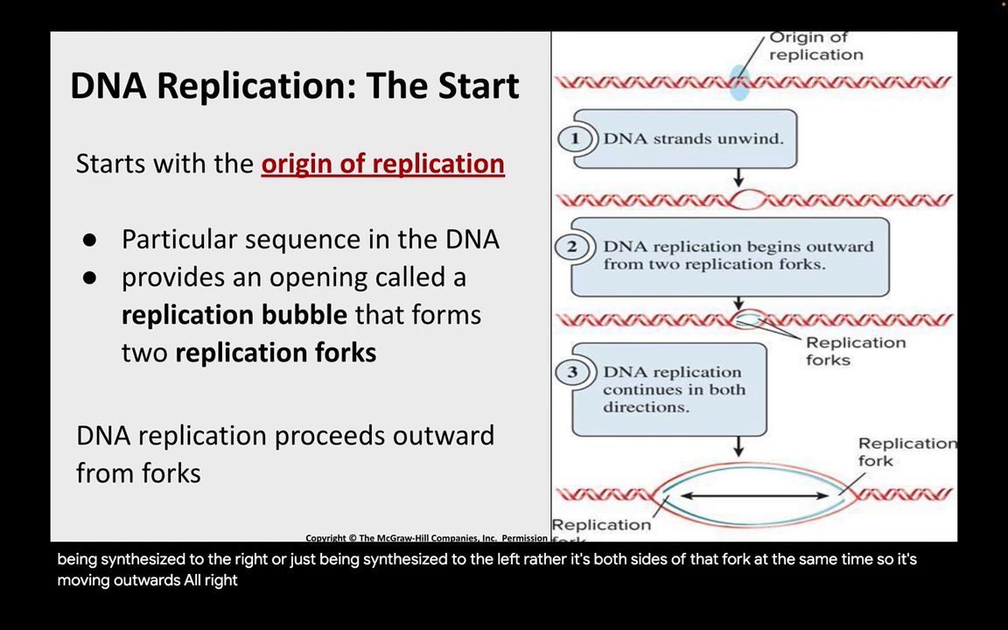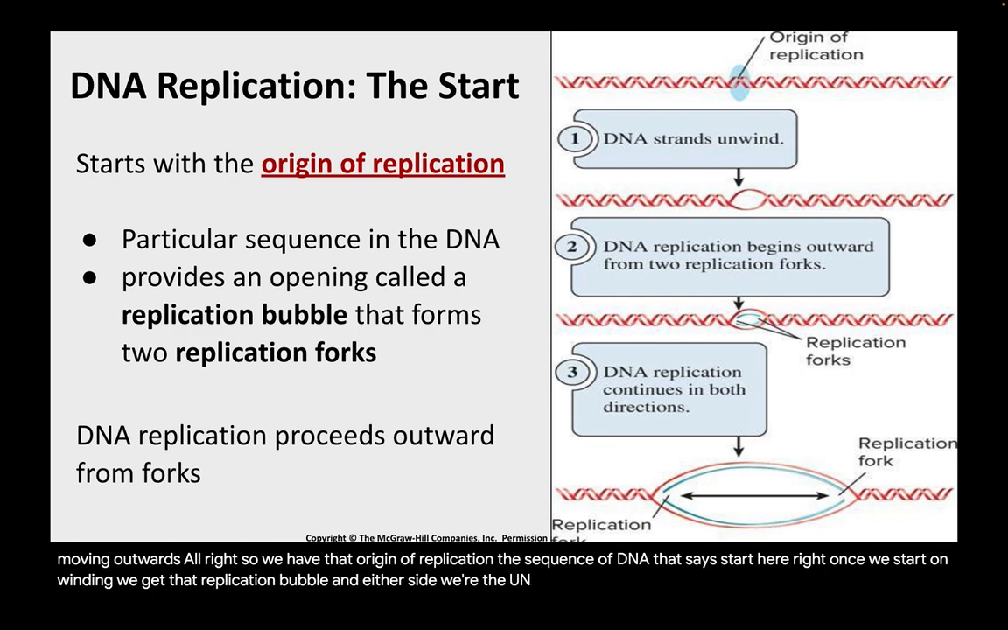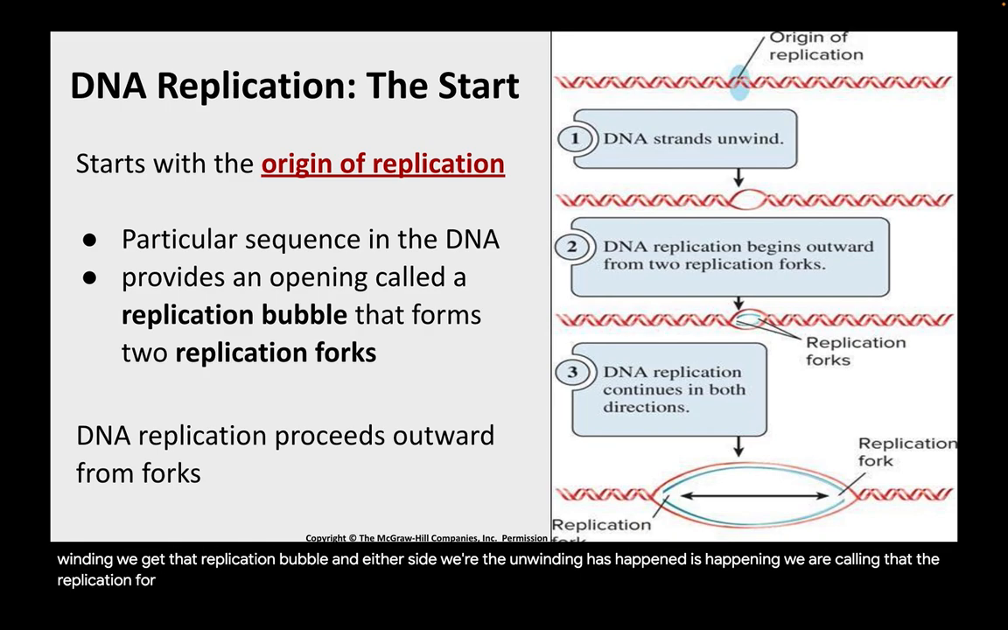All right, so we have that origin of replication. It's a sequence of DNA that says start here. Once we start unwinding, we get that replication bubble, and on either side, where the unwinding is happening, we are calling that the replication fork, because it's forking off into two different directions. There's a lot of proteins that play a role in DNA replication, and we're going to talk about quite a few of them.